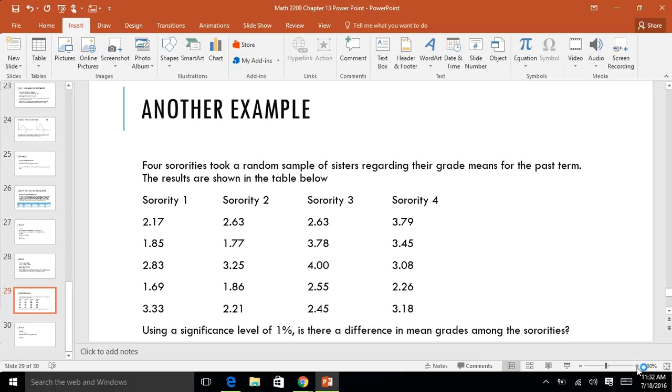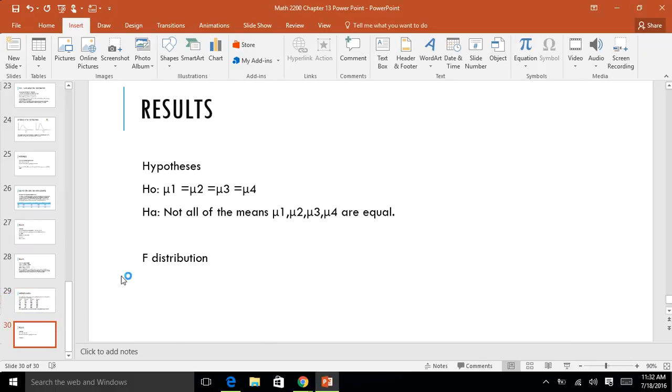It says, using a significance level of 1%, is there a difference in mean grades among the sororities? So what they're trying to see is, do they all usually score the same? Are there differences? So I went ahead and made my hypotheses. My null is that the mean of sorority 1 equals the mean of sorority 2 equals the mean of sorority 3 equals the mean of sorority 4. My alternative is that not all the means are equal.